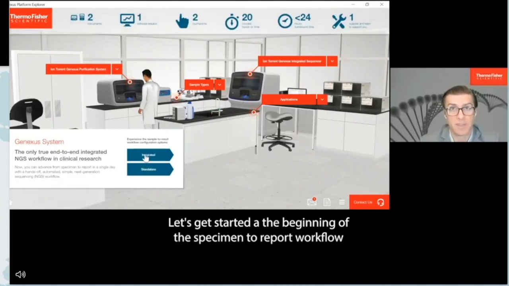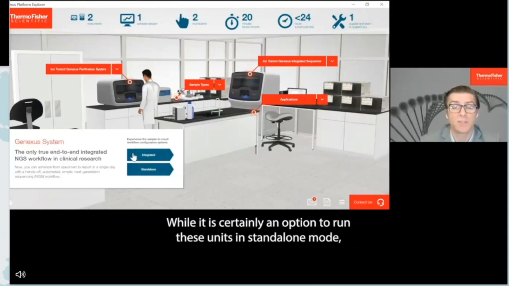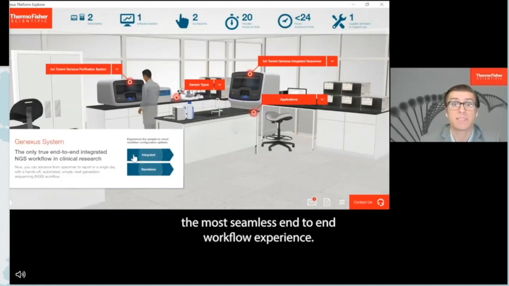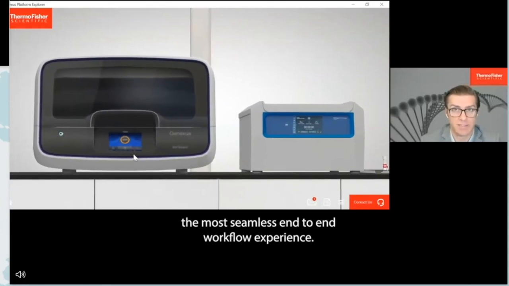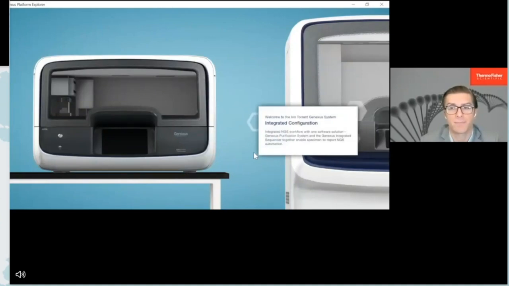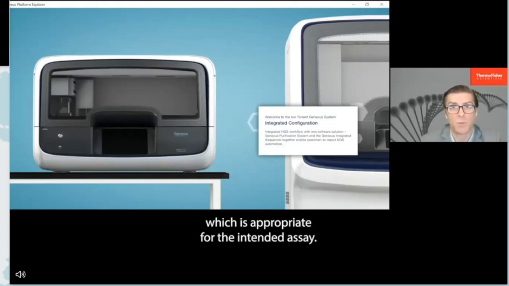Let's get started at the beginning of the specimen to report workflow and focus on the initial steps of the Genexus purification system first. While it is certainly an option to run these units in standalone mode, the integrated configuration provides the most seamless end-to-end workflow experience. So let's review this option today. The process begins with creation of a sample to result run plan which is appropriate for the intended assay.